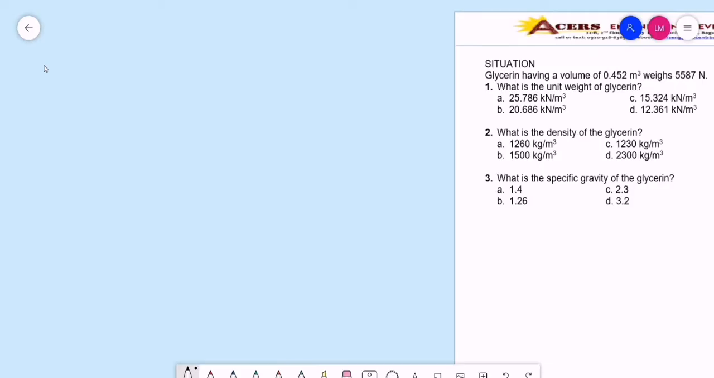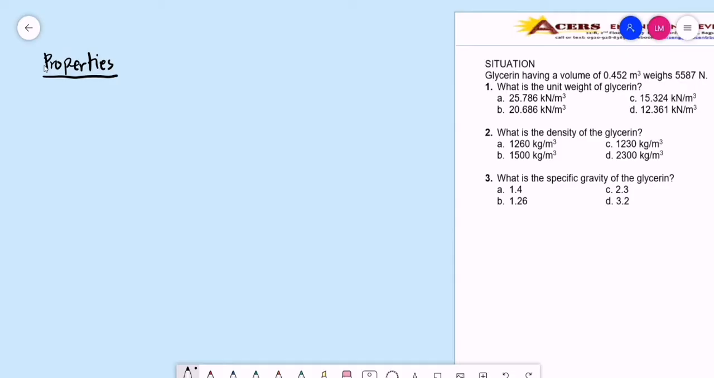I'll be discussing fluid mechanics. So if we say fluid, it's either liquid or gas. So let us discuss the basics. So let's have the fundamental properties. So what are the fundamental properties of fluids?